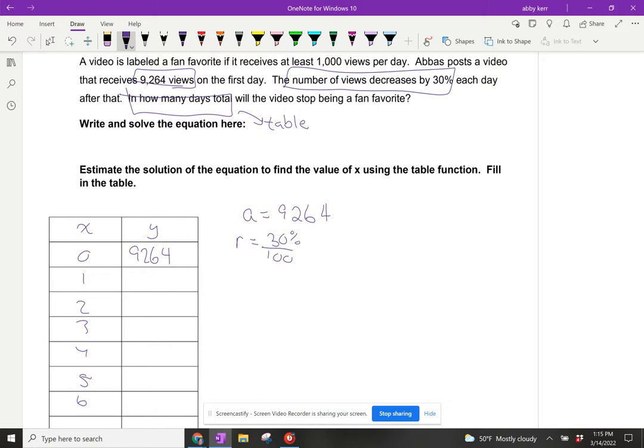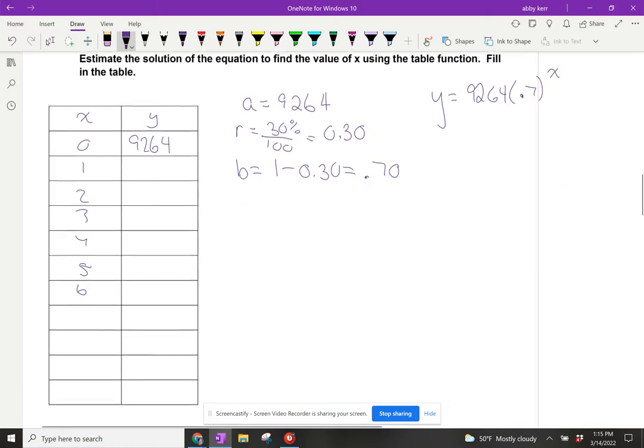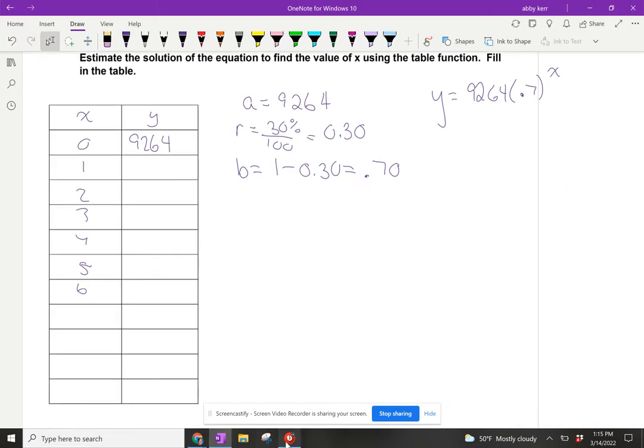Always divide by 100. So since it's decreasing, it's 1 take away 0.30, which is our b value. One thing that's different about this equation is that you have to keep the x in the exponent, because you need to find all of these numbers, and that's what the table does. So let's find the table.